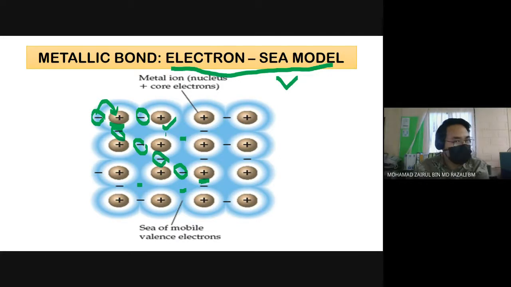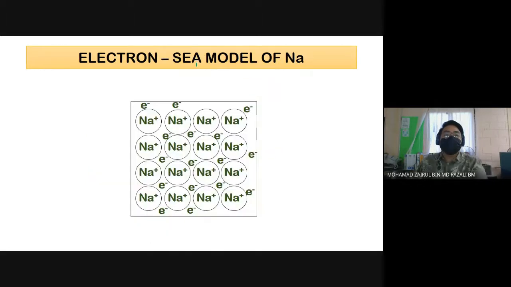Okay, macam saya kata, awak kena tahu macam mana nak draw ELECTRON-SEA model. If they give you a metal, awak kena tahu macam mana nak draw. This is example for ELECTRON-SEA model untuk sodium. Normally in order to illustrate the ELECTRON-SEA model, awak kena lukis dalam box. Sodium dia boleh form ion Na plus. So when sodium want to form Na plus ion, dia kena release berapa elektron?